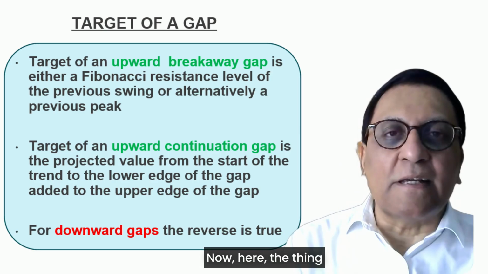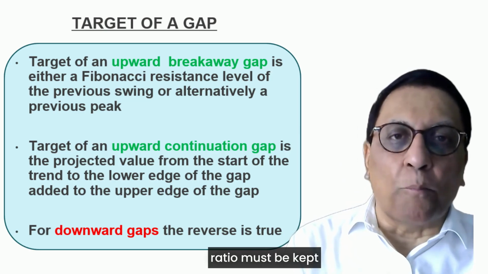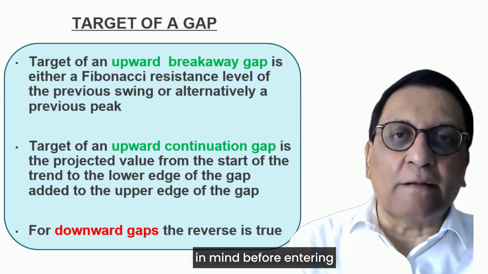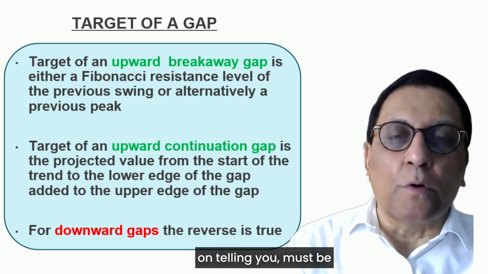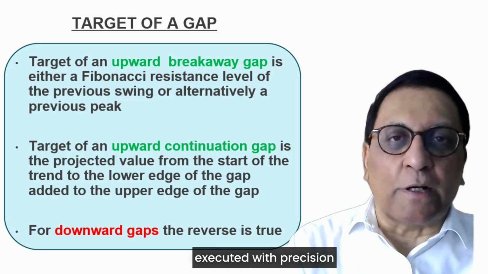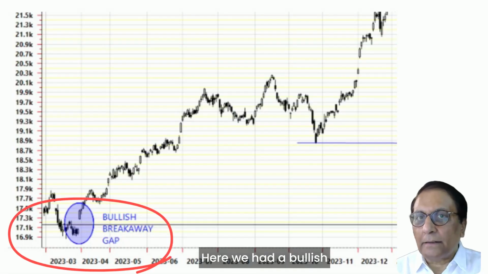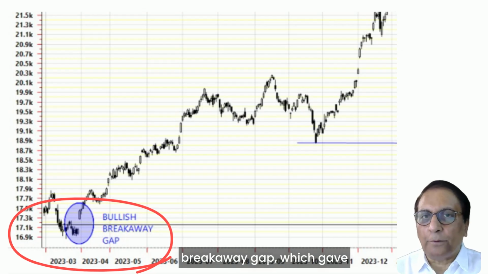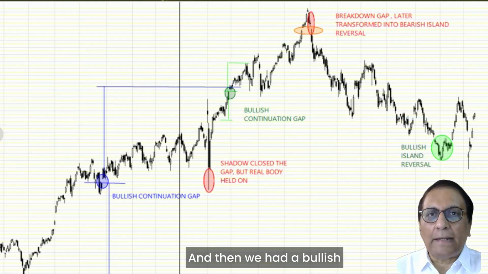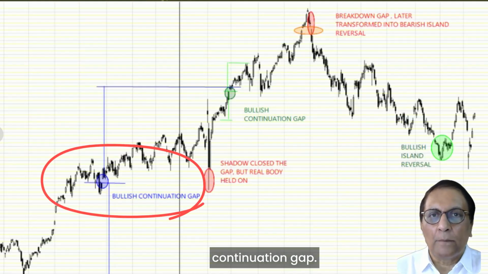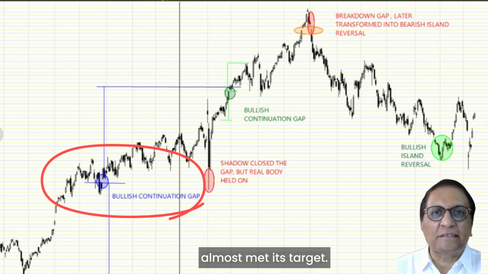Now, here the thing to understand is that the risk reward ratio must be kept in mind before entering into a trade. And every trade, as I've been going on telling you, must be executed with precision and discipline. Here we had a bullish breakaway gap, which gave you a huge move, followed by a correction. And then we had a bullish continuation gap. As you can see, the gap almost met its target.